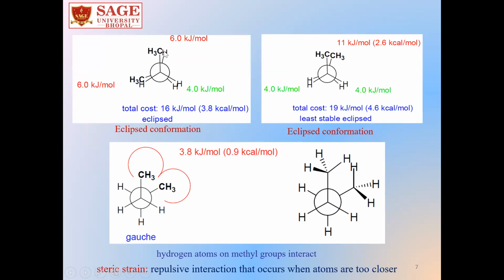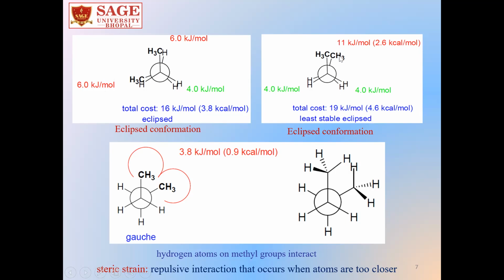When one methyl group is eclipsed with hydrogen, as in the case of propane, we have seen the torsional strain here is 6. Here also the rotational barrier will be 6, and for hydrogen it is 4. So when methyl is eclipsed with hydrogen, the total cost is 16 kilojoule per mole, 6 plus 6 plus 4.